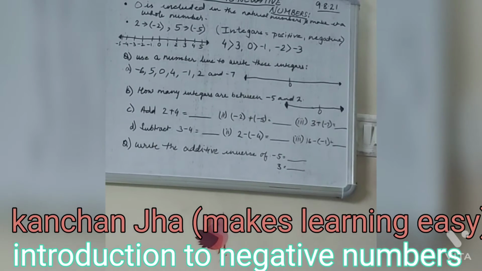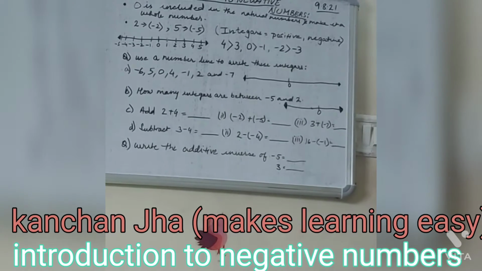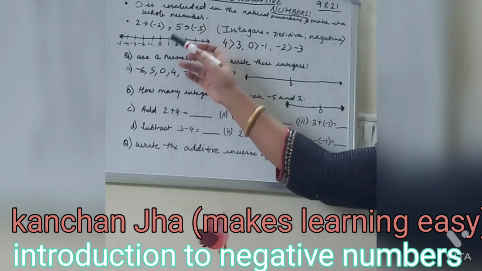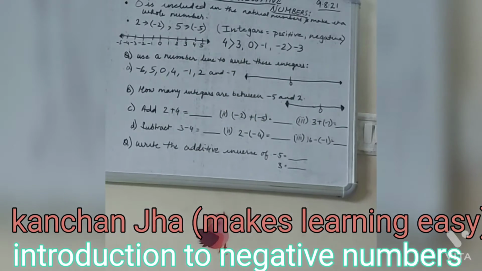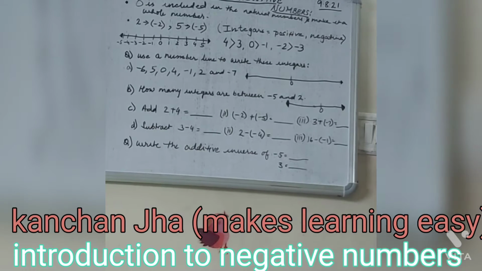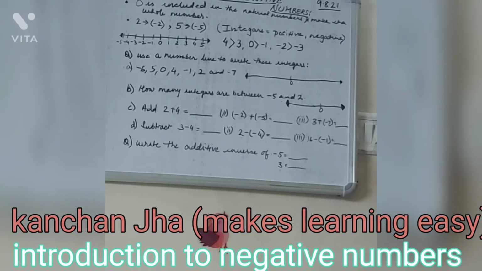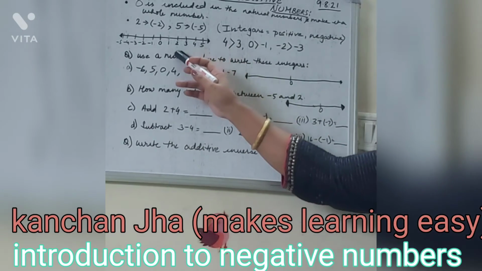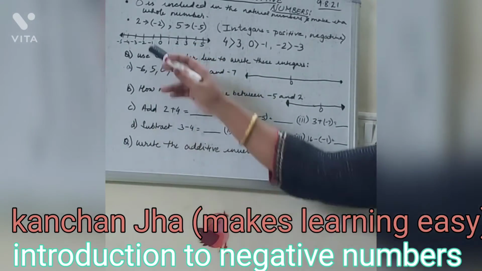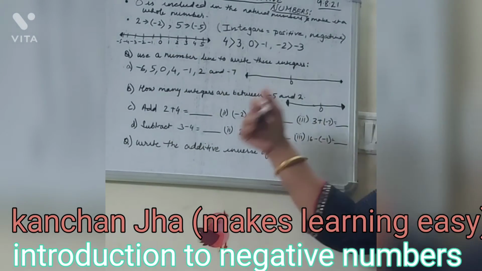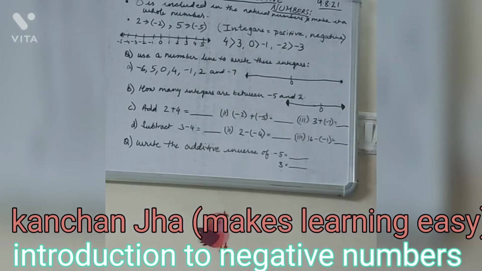I hope you all know, and if not, then I am telling you, positive numbers are bigger than 0, and 0 is bigger than negative integers, that is -1, -2, -3. So if a number is on the right hand side, that number is bigger than the number written towards the left hand side. Means 5 is bigger than 4, 3, 2, 1, 0, and here -1 is bigger than -2 and -2 is bigger than -3. So as you move towards the left, the number becomes smaller in this number line.